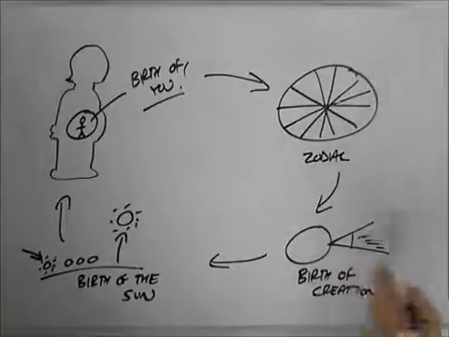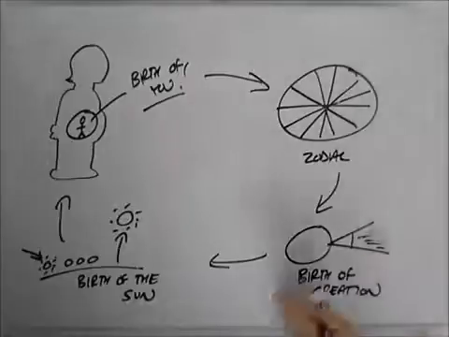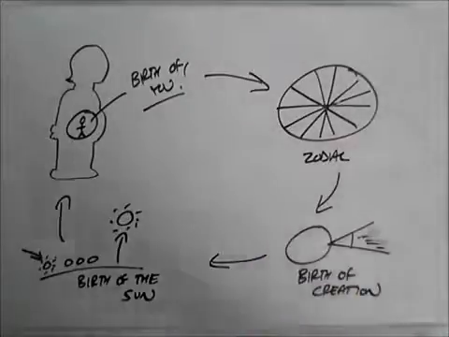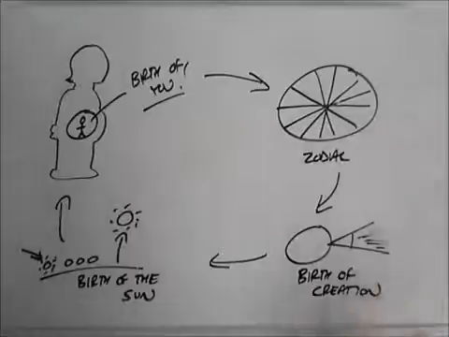So in the beginning, God said, let there be light. This is the Big Bang. This is the breaking of the cosmic egg. There's a bunch of mythological motifs about the birth of creation. And then we're going to equate that to the birth of the sun.